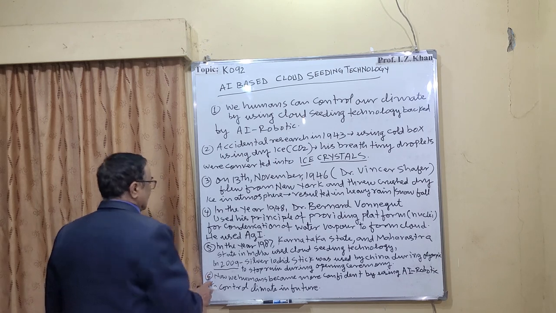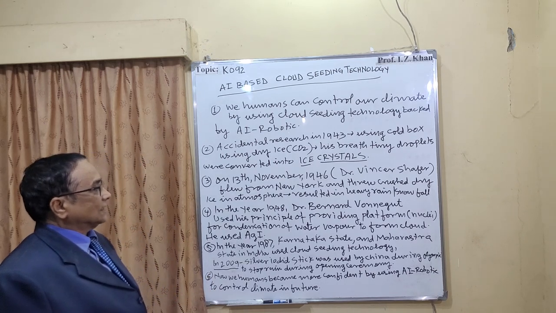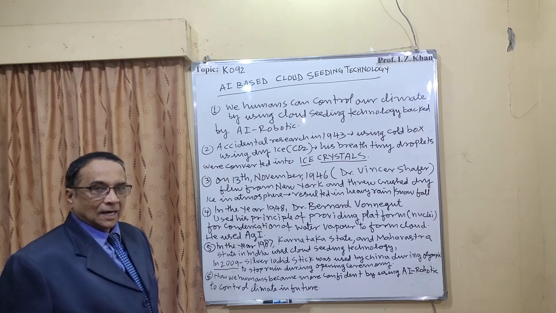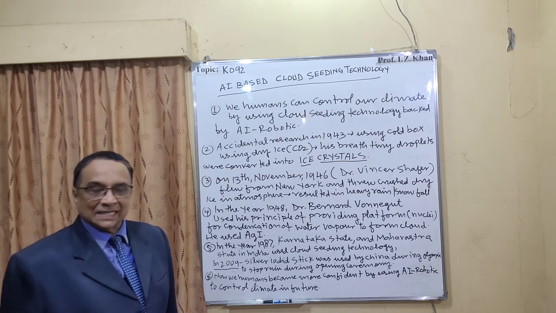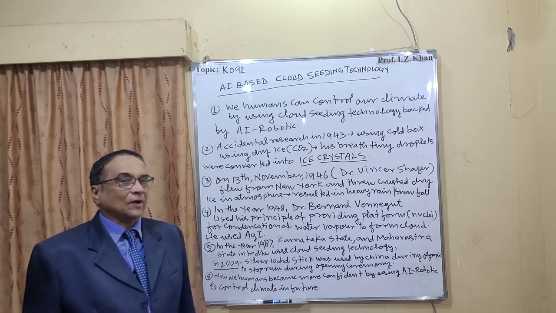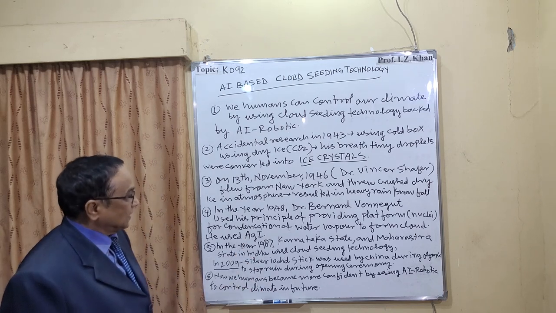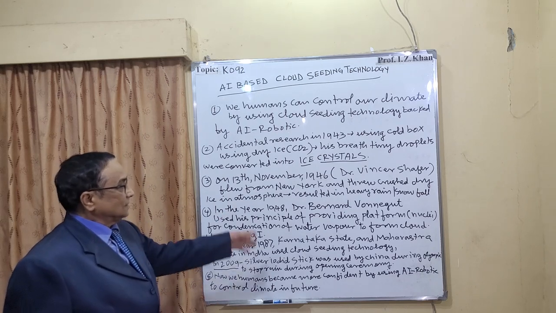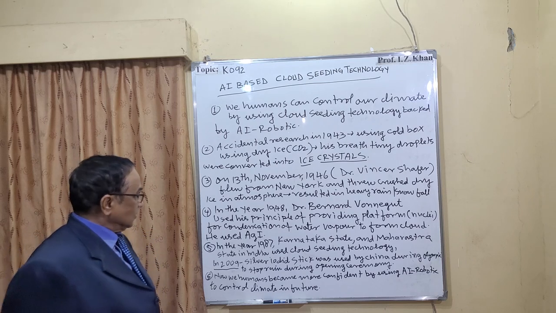Number four is, in the year 1948, Dr. Bernard Vonnegut tried his principle of condensation, providing a platform in the form of silver iodide, which I have already discussed. His name is given here so that you know he was the scientist, and they are the fathers of cloud seeding technology.